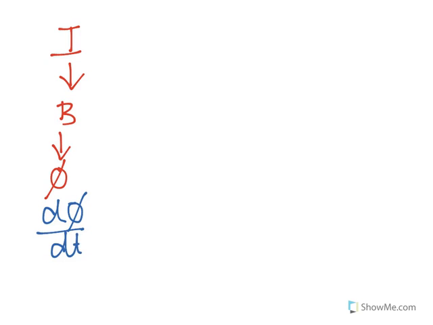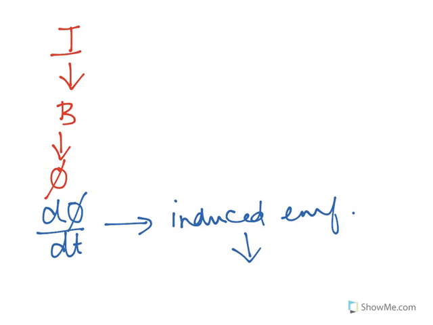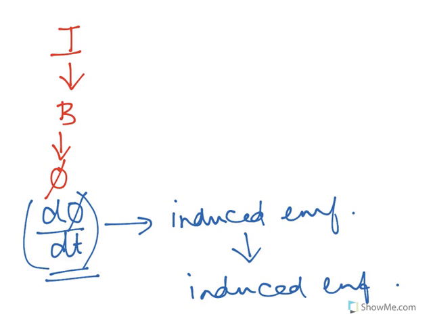We all know that when there is current in a circuit, that leads to a magnetic field. Because of this magnetic field you have flux, and when there is change in flux, you have induced EMF, and this induced EMF gives rise to induced current. So we learn that when there is change in flux, there is induced EMF, and this gives rise to induced current.